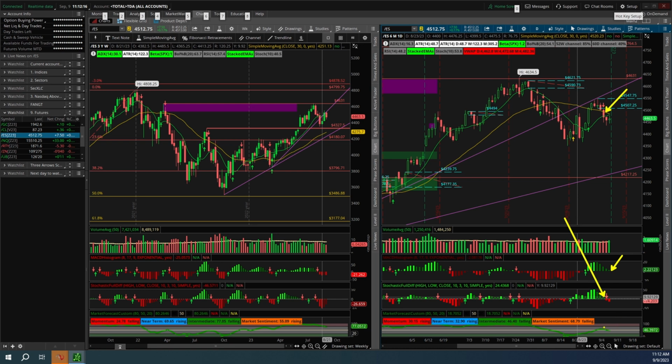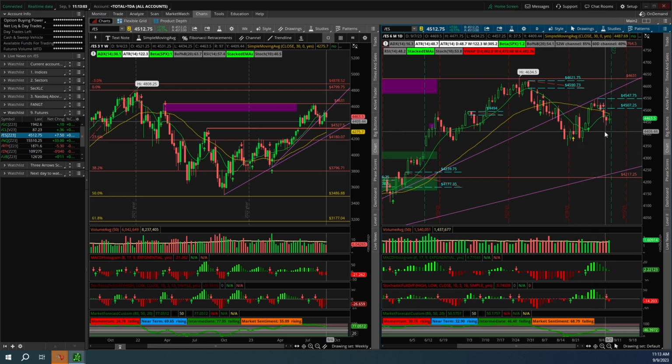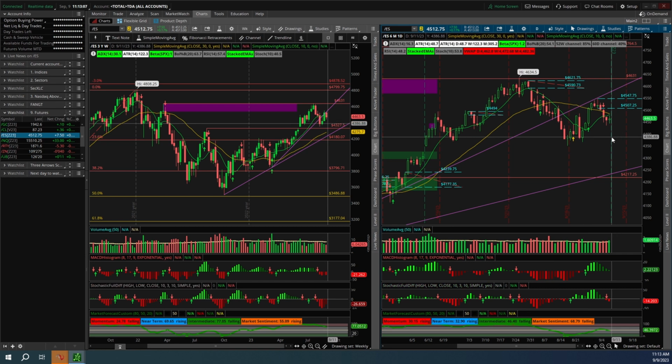The other thing that doesn't look really good is this intermediate market forecast line, which is falling. So that is actually not good. I would say that most likely this one is going to continue to the downside. You never know, but that would be my bias here.